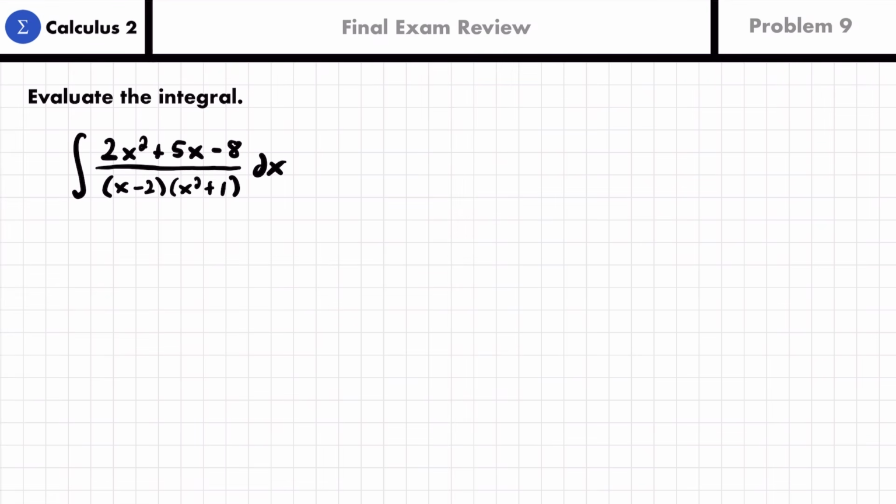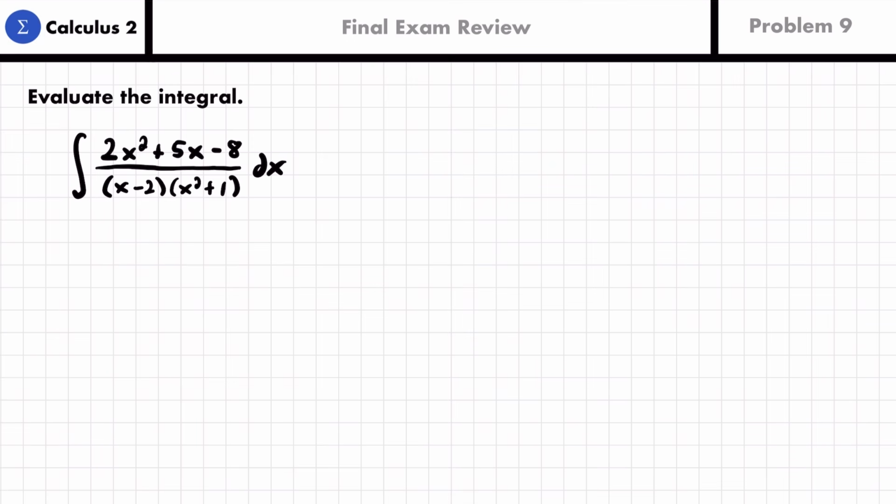Okay, so what we've been given here is an integral involving a rational expression where we have a quadratic expression in the numerator and then these two factors in the denominator. And in order to integrate an expression like this, we will need to make use of the method of partial fraction decomposition. Okay, because in its current state, this is not something that we know how to integrate, right?